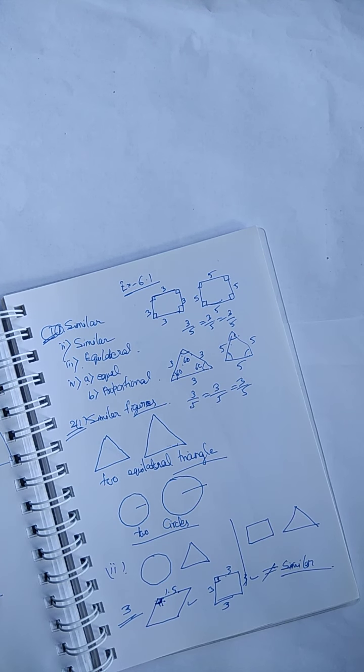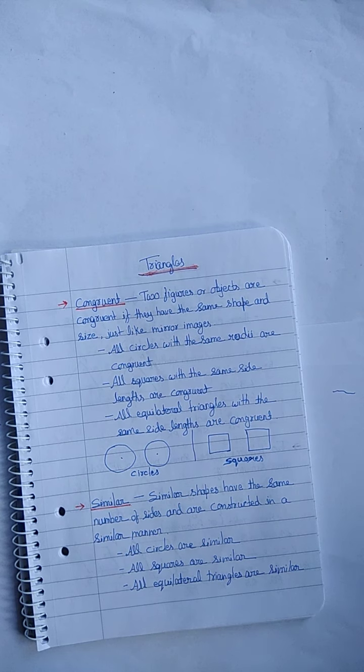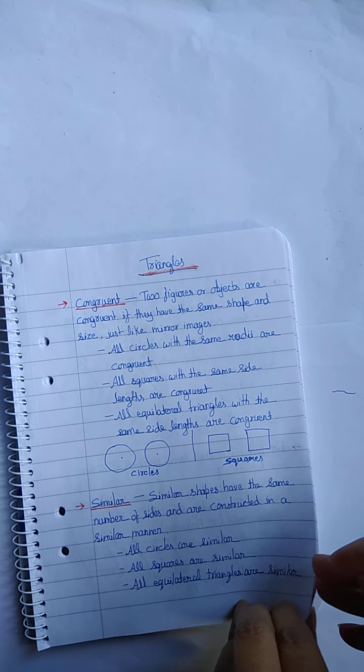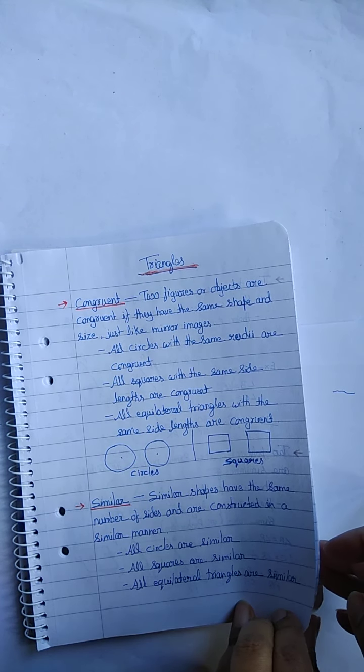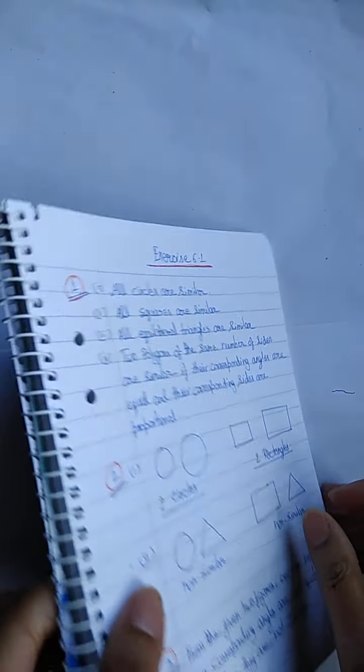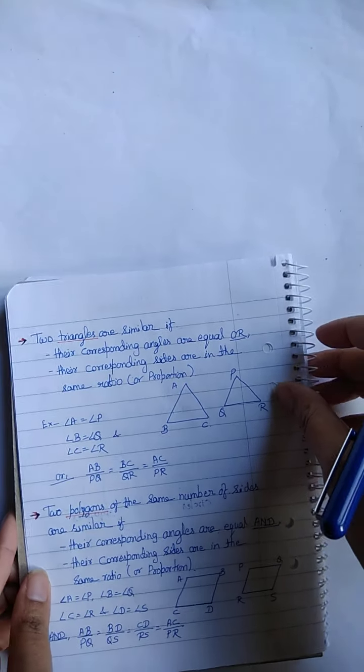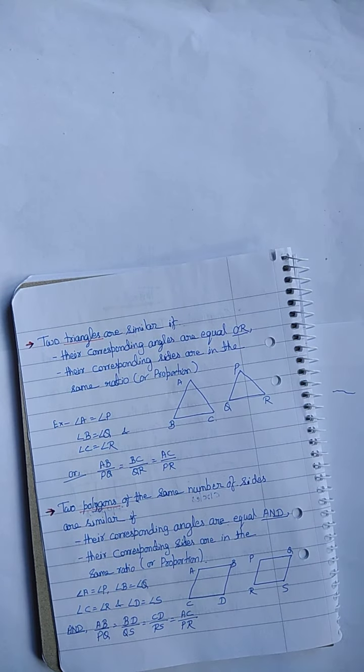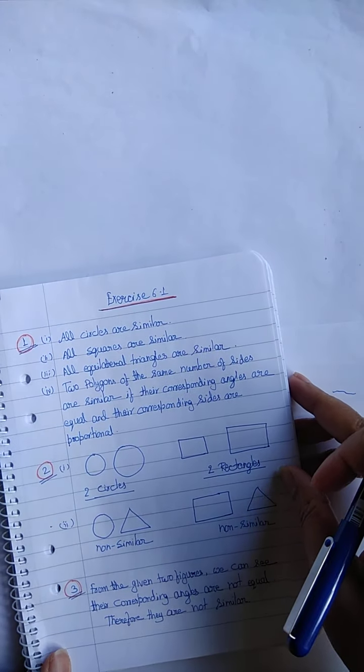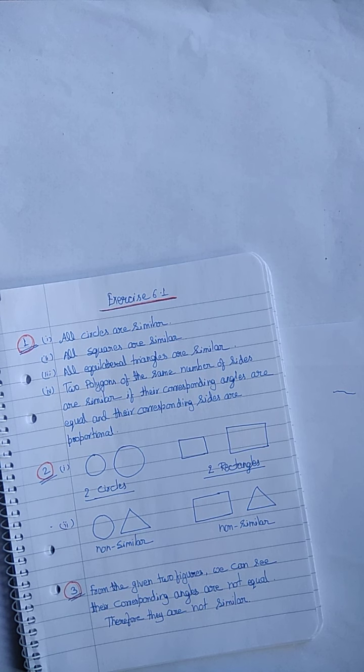So I hope this helps you. This is just for your information. If you have any doubt, you can read this. Here I explained how we can say two triangles are similar and how we can say two polygons are similar. And this is the answer of exercise 6.1.